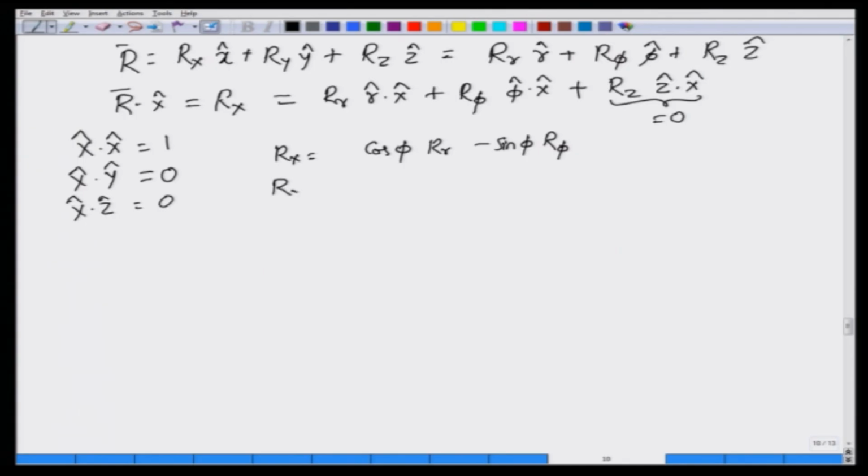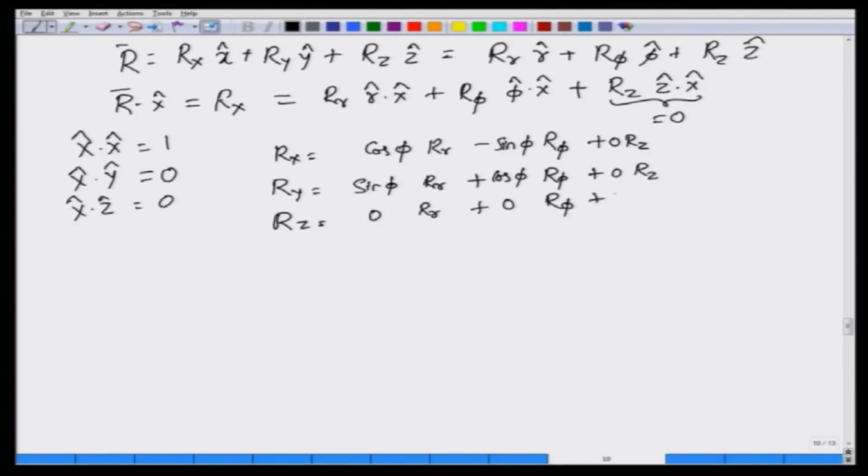What will be ry? You can show similarly by considering the dot product of r with y hat. This will be equal to sin phi r_r plus cos phi r_phi plus 0 times rz, just to complete the equations. I can also write down rz as 0 times r_r plus 0 times r_phi plus 1 times rz. Now, this might be looking very suspiciously like a set of linear equations, and these are the set of linear equations.